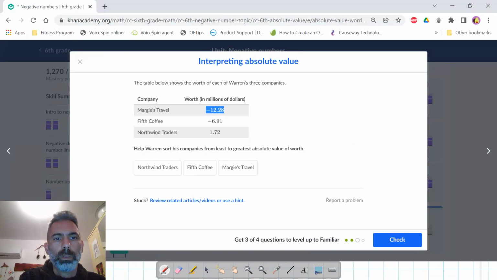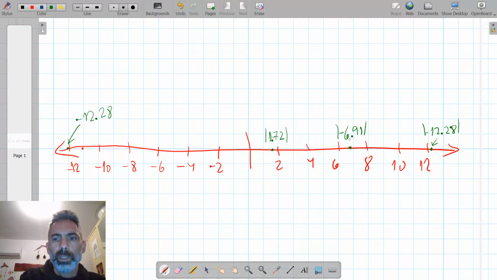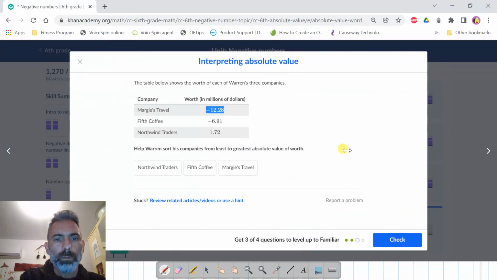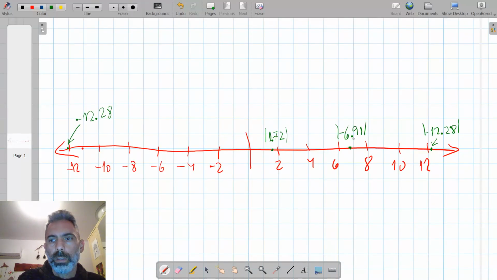So 1.72 is the Northwind Traders, 6.91 the absolute value is here. So this is the Fifth Coffee. And Northwind and Margie's Travel is here.